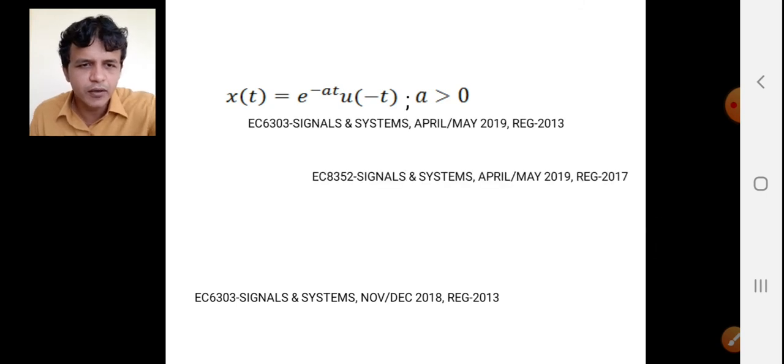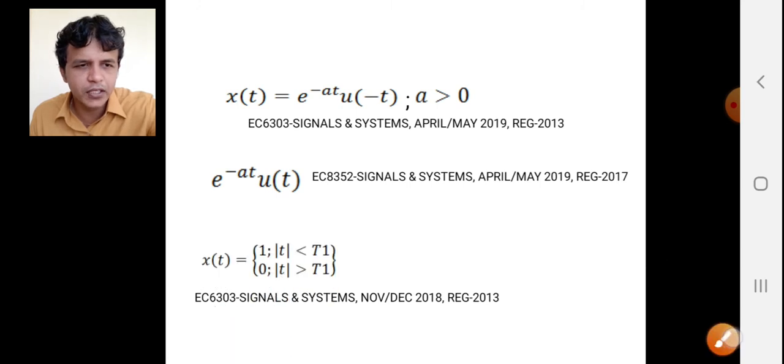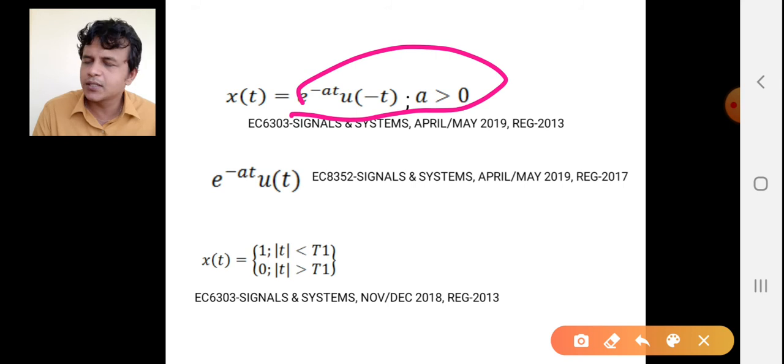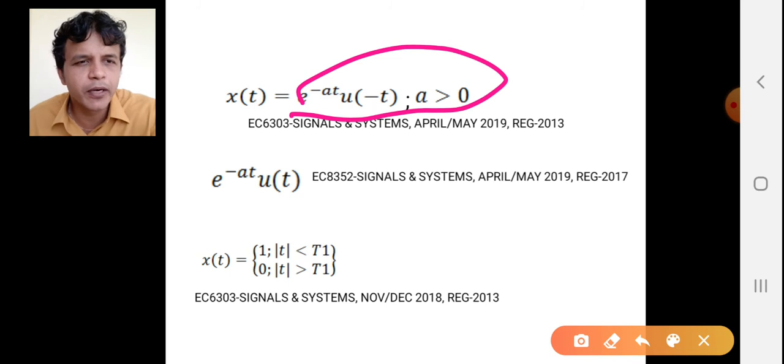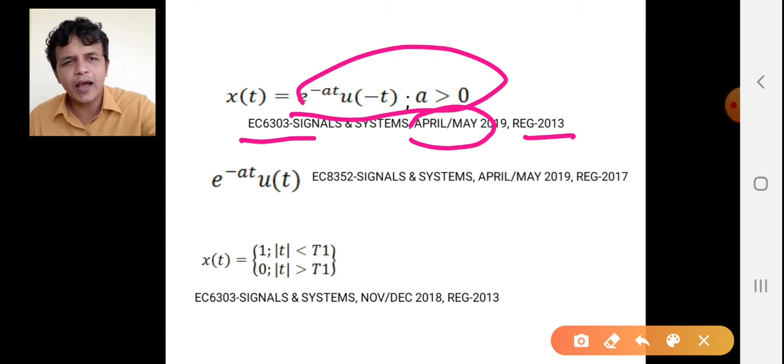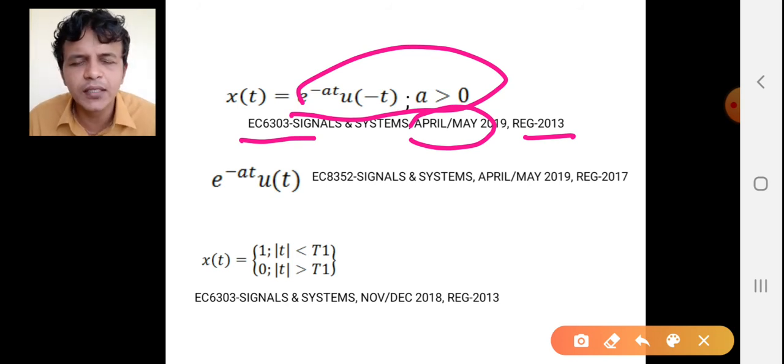So here is the first question. It is x of t equal to e power minus a t into u of minus t, provided a greater than 0. This is similar to the question that we have discussed so far. This kind of question was asked in the April-May 2019 examination, regulation 2013, subject code EC6303 signals and systems. Okay, so here we have u of minus t.